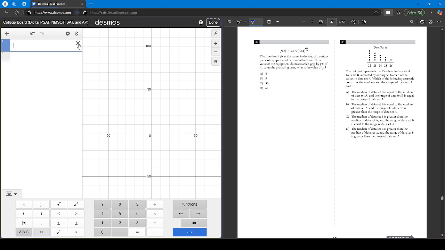Question number 23. The function gives the value in dollars of a certain piece of equipment after x months of use. If the value of the equipment decreases each year by P% of its value the preceding year, what is the value of P? Y equals 5,470 times 64 hundredths to the power of x over 12.